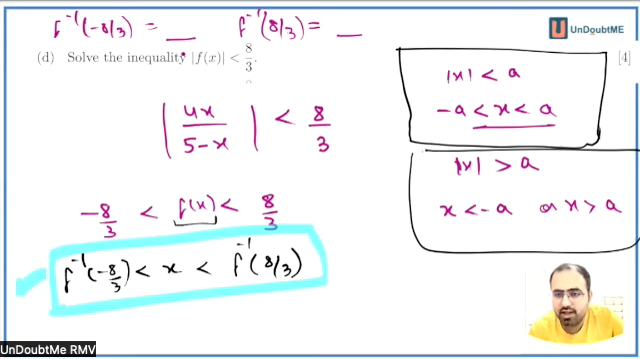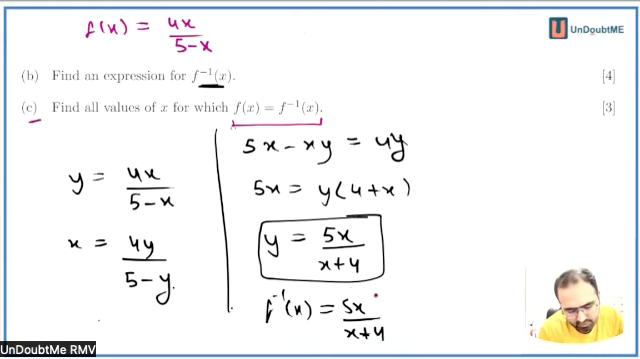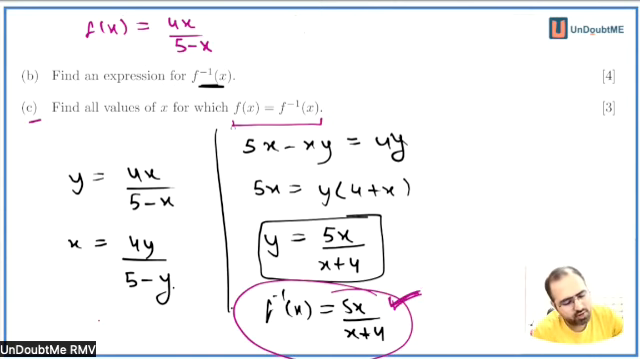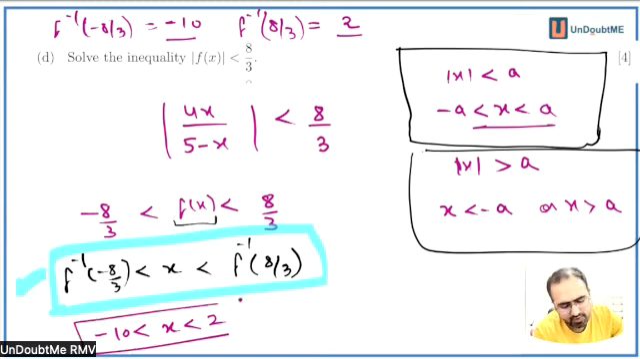Right now I'm just telling you the answers directly. You already have the f inverse value. This was f inverse. Over here you have to put minus 8/3 and plus 8/3. When you put minus 8/3, you will get minus 10, and putting plus 8/3 will give us 2. So x is between minus 10 and 2, which is the final answer. Okay. Yes, sir.